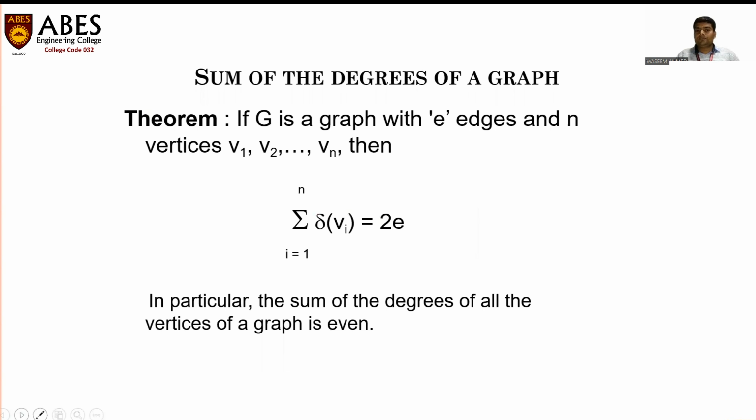Next, this is the theorem that is most important. If G is a graph with E edges and N vertices, then the summation of the degrees of all the vertices is equal to twice the number of edges. In other words, the sum of degrees of all the vertices of a graph is even.